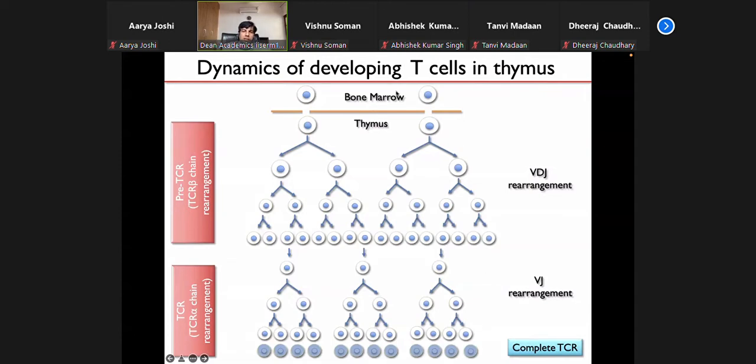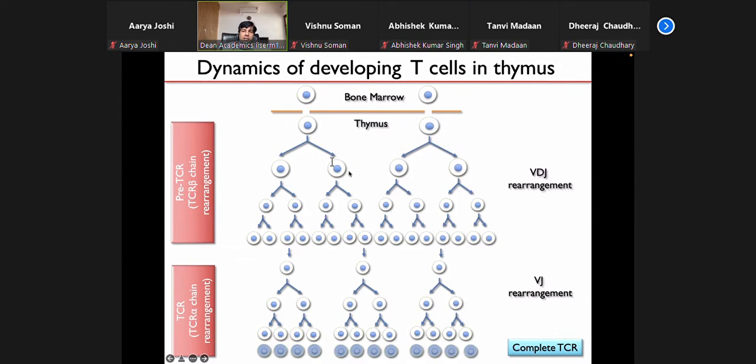Your cells start their differentiation process into T cells. Initially, you find them in bone marrow. From bone marrow, these cells migrate to thymus. Let's say this is thymus. The first thing that has to happen is the cells keep on dividing, and during the division process, they also start rearranging their VDJ for formation of this TCR beta chain. Obviously pre-TCR, because simply having a TCR beta chain on the surface in these cells is not going to generate any kind of recognition module. At this stage, we call it pre-TCR.